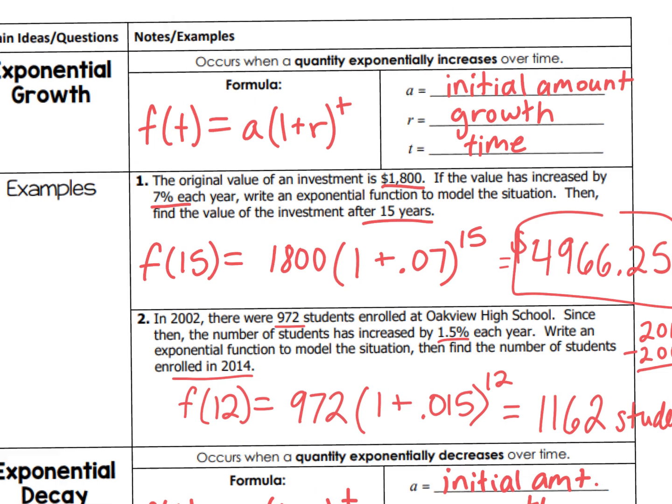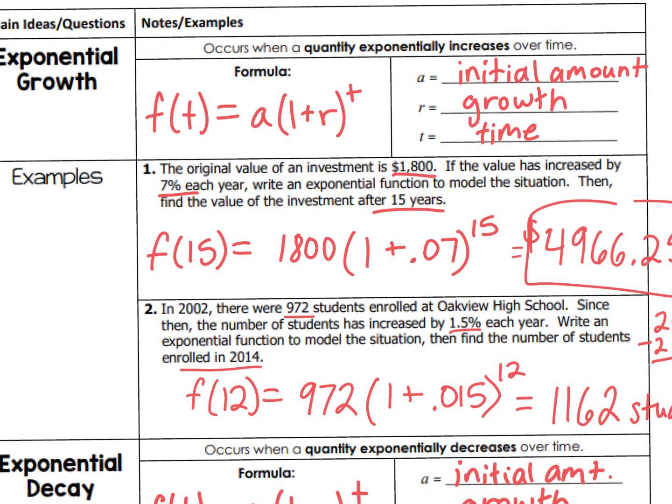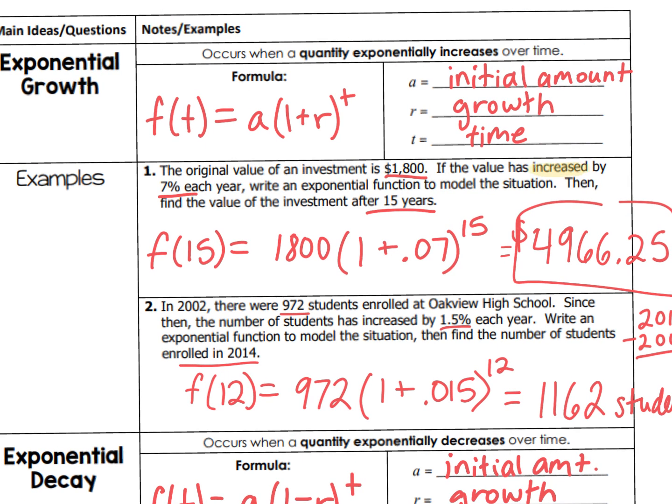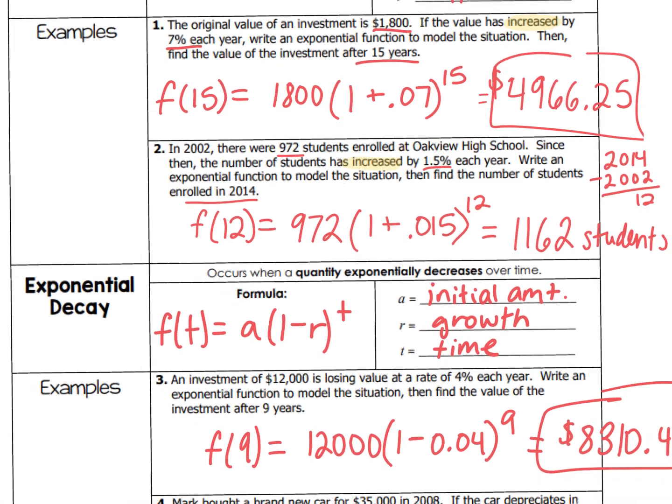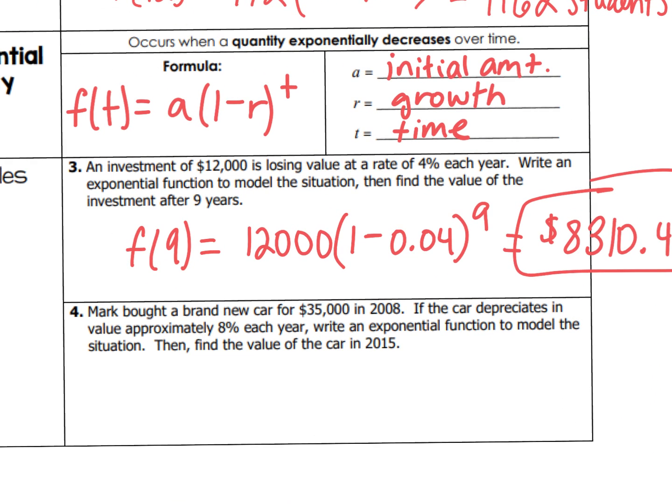So the key words, for instance, in numbers 1 and 2, what do you think the key words were that told you to use the growth one? Increase. Increase, yeah. Value increased by 7% each year. Okay, same thing here. It used increase both times. What about in 3 and 4? Losing. We also see in number 4 the word depreciate. That means the same thing as losing. Okay, if a car depreciates in value, it's losing value. So make sure we see those keywords and we don't pick the wrong one.